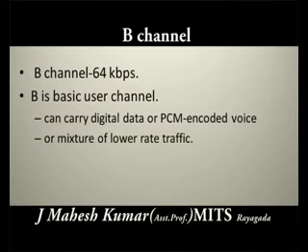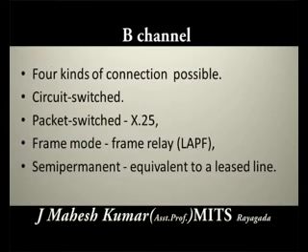B channel has 64 kbps. It is a basic user channel, can carry digital data or PCM encoded voice or a mixture of low rate traffic. Information streams at rates of 8, 16 and 32 kilobits per second are rate adapted by placing the information bits in the first 1, 2 and 4 bits respectively of an octet, that is an 8-bit quantity, in the B channel and filling the remaining bits by binary ones.